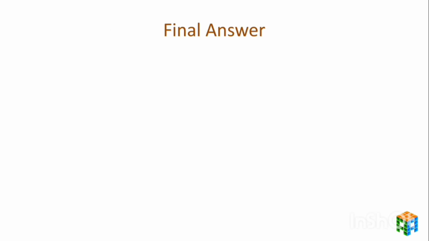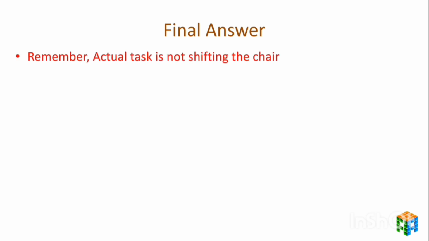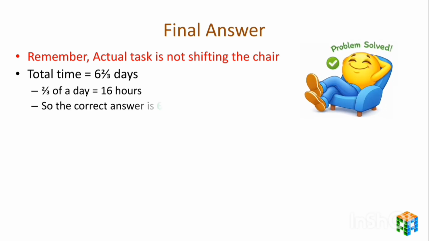Let me clarify something first. We assumed 20 chairs only to understand, but the actual work is not shifting chairs. Hence the total time is 6 and 2 by 3 days, which means 16 hours. So the correct answer is 6 days and 16 hours. So if you know the exact task, use the logic according to the question. Else just apply the basic mathematical calculations.